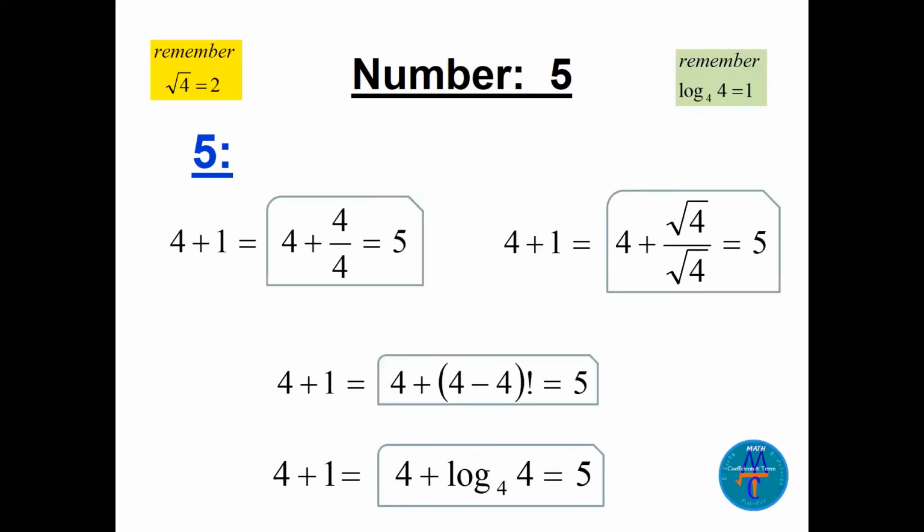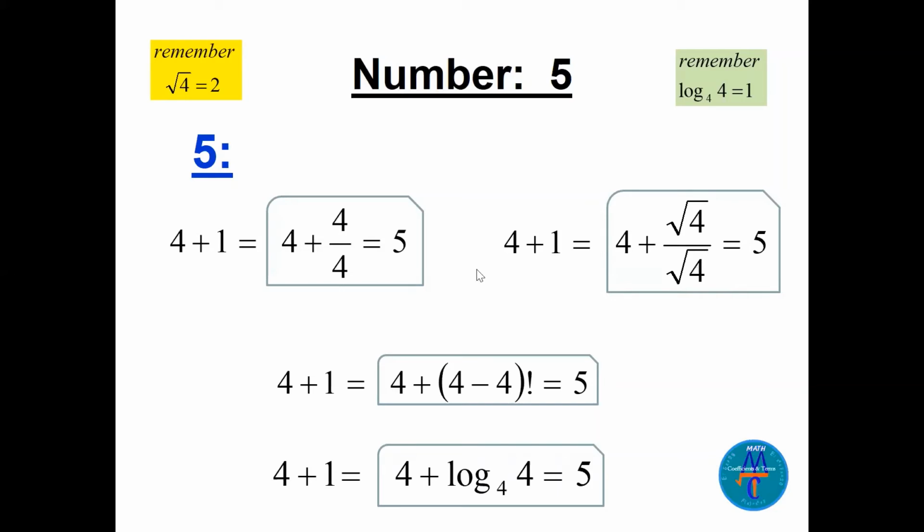Now let's see the 5. 5 may be a little difficult. Yeah, I put 4 choices here. 4 ways, 4 methods. 4 plus 1 to make 5. And then the 1 will be 4 over 4. That's the easy part, the first one. Also, I can write 4 plus 1. See the 1, instead of writing 4 over 4, I can write square root of 4 over square root of 4. 4 plus 1 is 5.